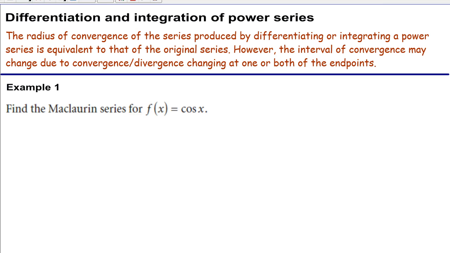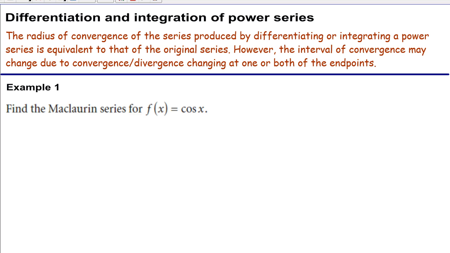The radius of convergence of the series produced by differentiating or integrating a power series is equivalent to that of the original series. However, the interval of convergence may change due to convergence or divergence changing at one or both of the endpoints. Now, we'll look at that as we solve these problems.